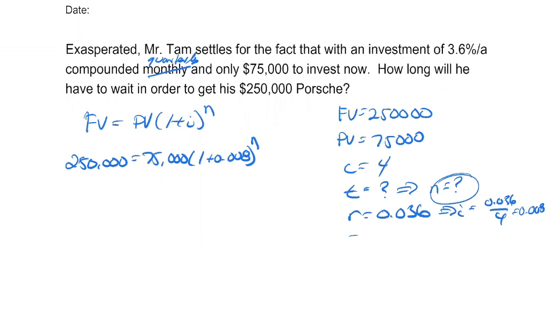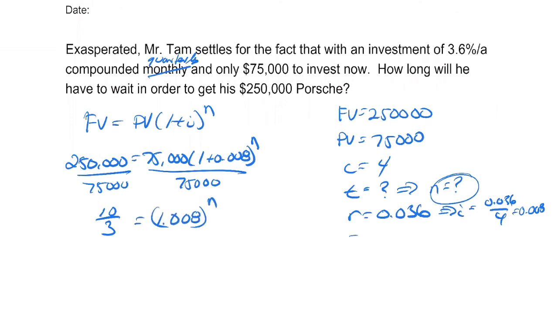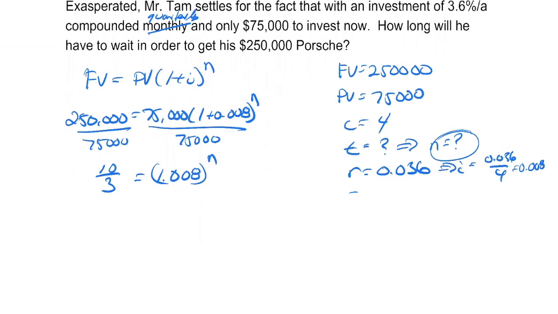So I'm going to take a couple of steps together at once. I'm going to divide both sides by 75,000. On the left I'm going to get 10 over 3 again. And this is going to be 1.008 to the power of n. So again, how do we solve for our variable when it's an exponent? We need the logs. So in this case, n is going to be log of my answer, which is 10 over 3, over log of the base, which is 1.008.